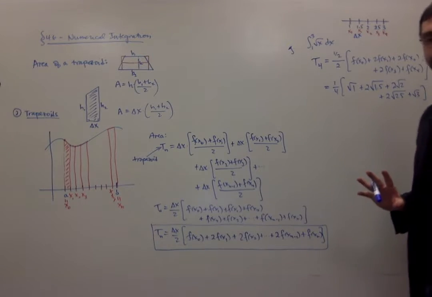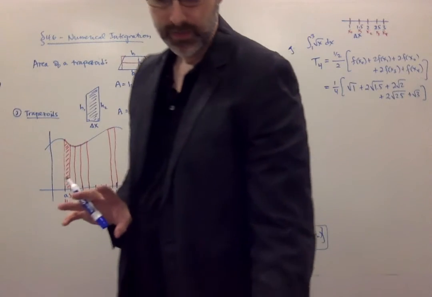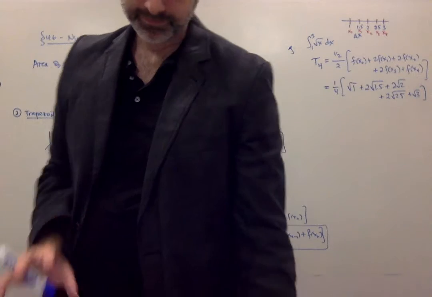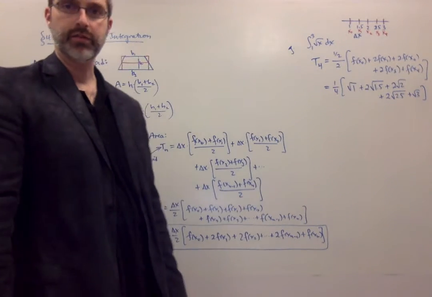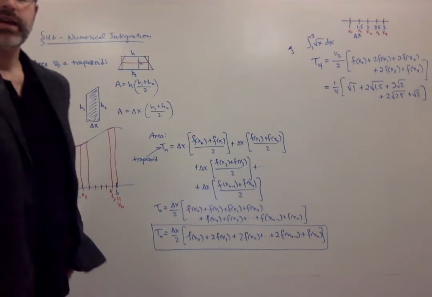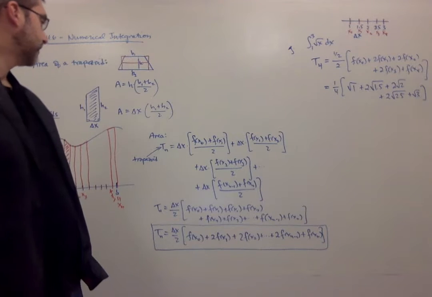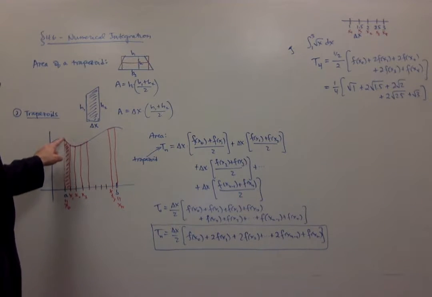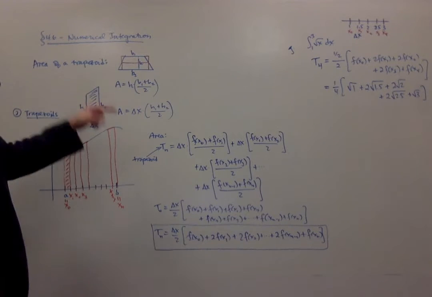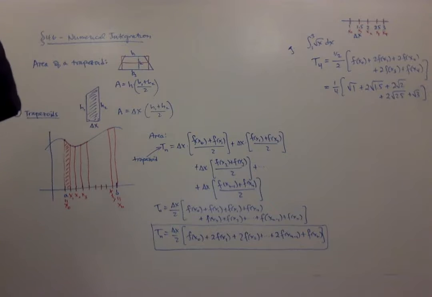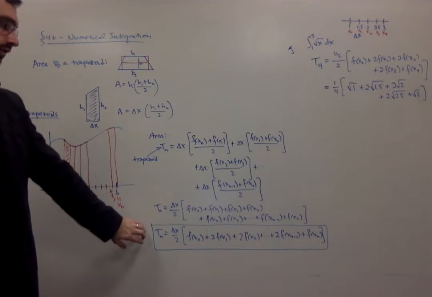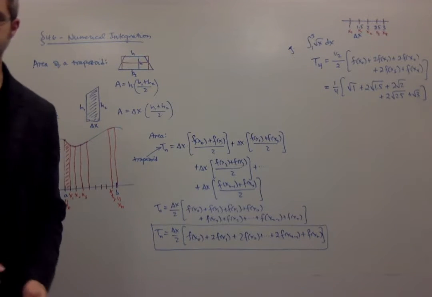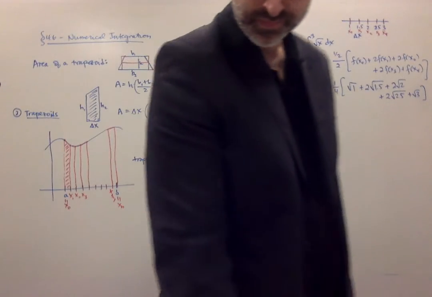Okay, does that make sense? Does it make sense how to use that formula to get that approximation? So using trapezoids, we're actually approximating the function with straight lines. And we've got a formula for how that works.